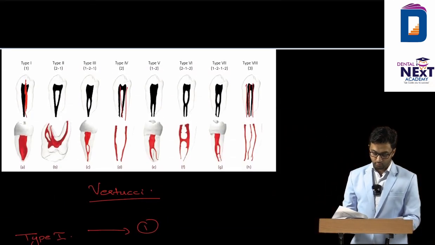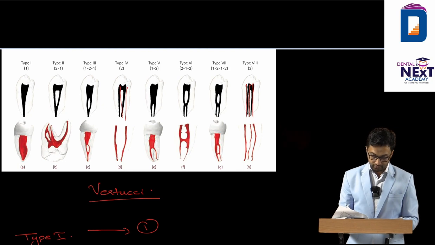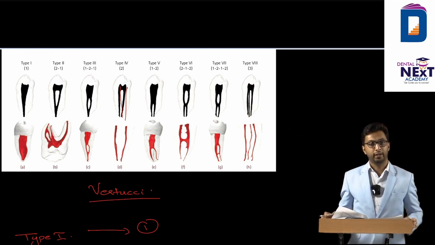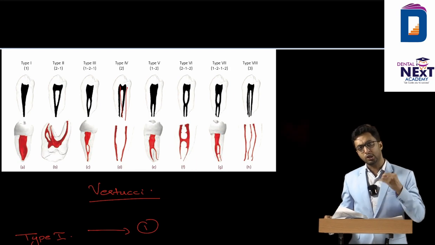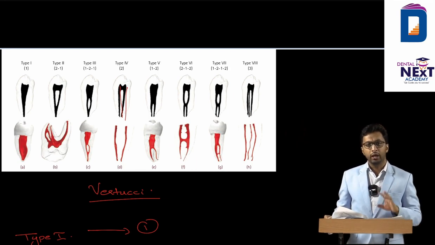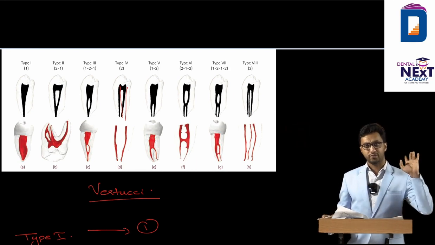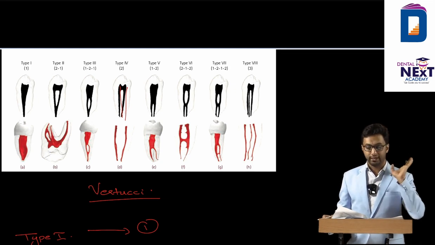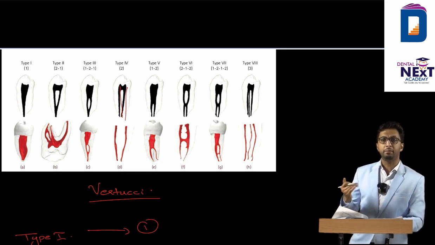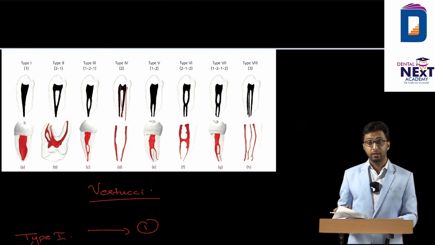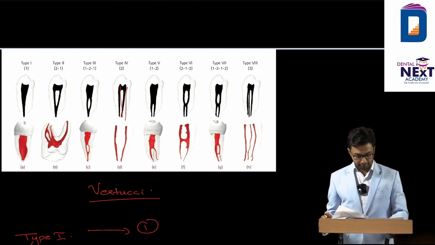What does it mean? I'll explain it here, so that it stays there forever. This year also you will get a question, because either Vertucci or Weine, which I'll discuss very soon, you will get one question. 99.99% you will get a question. Most of the time people make this wrong, and when you make this wrong, it's a big problem.